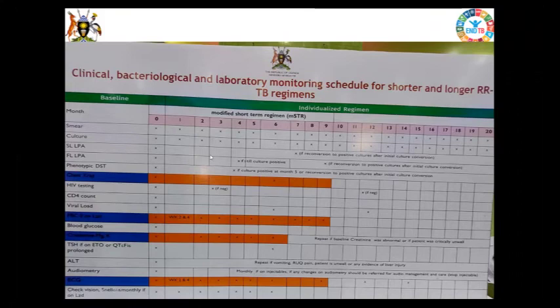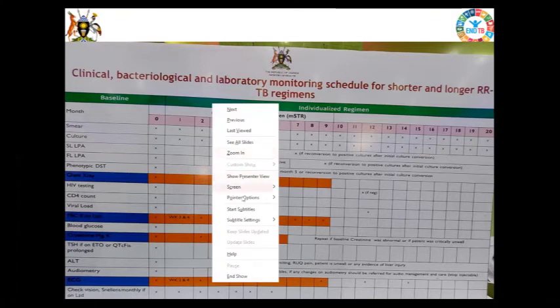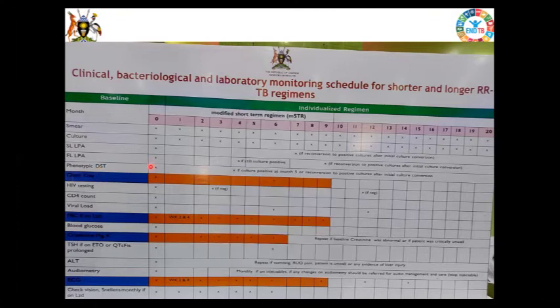We do a chest X-ray at baseline and at 6 months. X-ray is important. It shows the severity of disease, and it is very important for us to decide which regimen we are going to use, whether the shorter regimen or the longer regimen, depending on the chest X-ray findings. At 6 months, we do follow up to see if there is resolution of the abnormality.